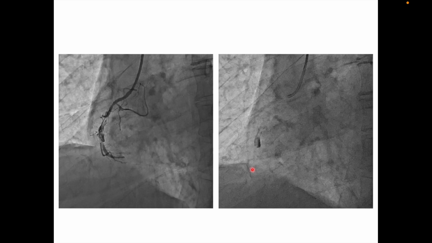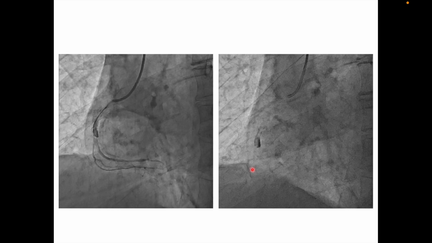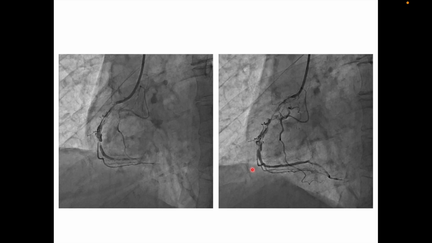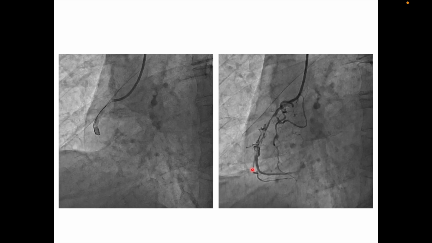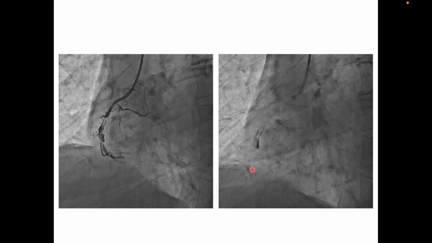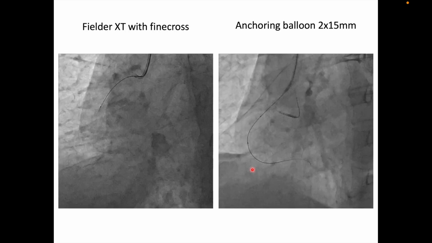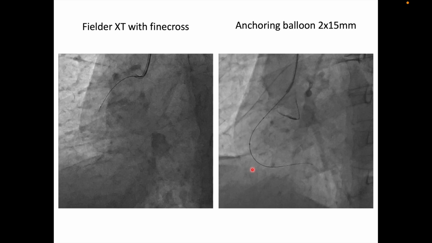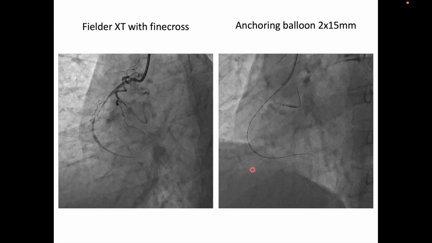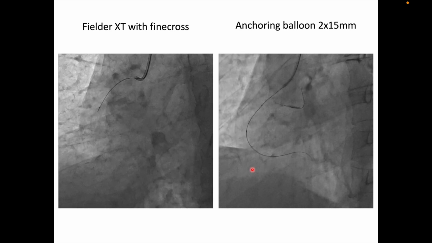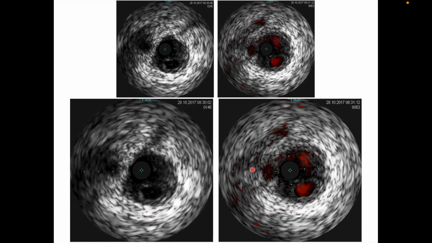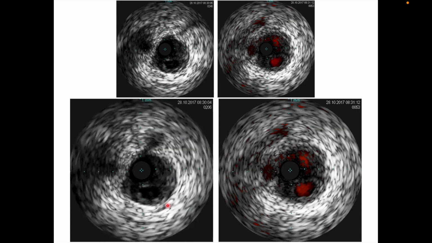This is another case where my colleagues were doing the case and they had this dissection, and unfortunately they still gave another injection and the hematoma increased in size. So I took a Fielder XT wire with fine cross, managed to cross it, needed an anchoring balloon 2.15 to get the appropriate guide support, did an IVUS after that, and you can see the typical fish mouth appearance appearing here.